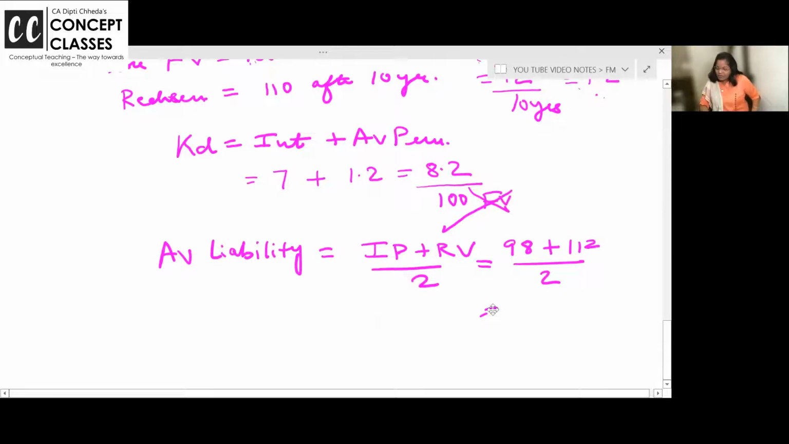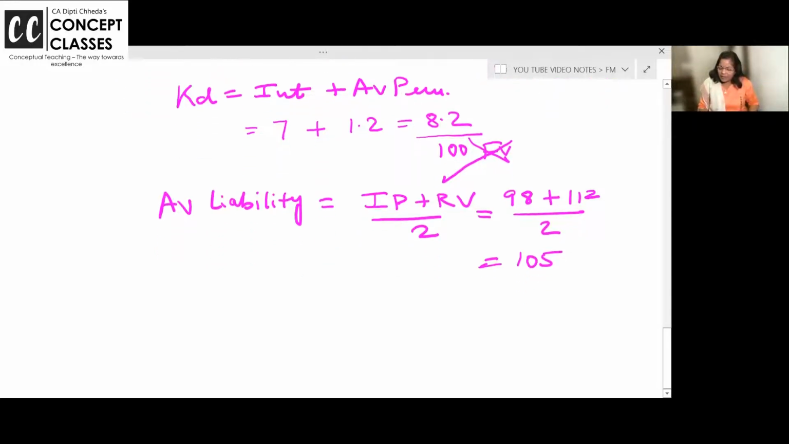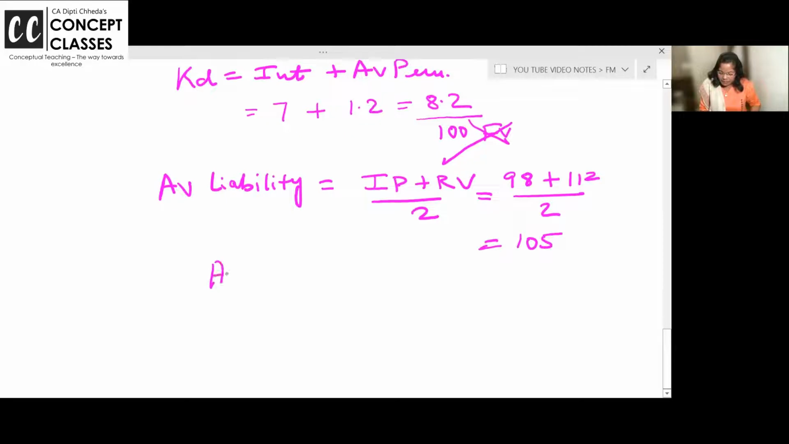I hope you all are getting it, we always do this average. I paid you 8.2 as my expenditure, but I didn't get 100 rupees to use. I got only 98 and I'm going to pay you 112. So on average, how much money am I using? Don't worry, I'll give you the formula also. 105 rupees I am using. Average: 98 plus 112 divided by 2, 105 rupees. Now, I'll also give you the formula for average premium.